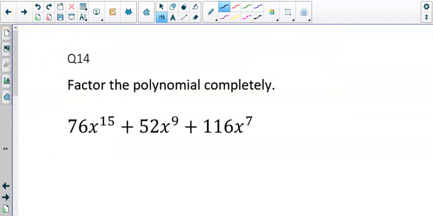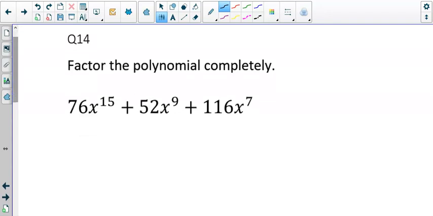Everything else from here on in is factoring, factoring, factoring, factoring. So this first question, question 14, is all about GCFs. So when you look at this problem, when you think about GCFs, there are two types. There are numbers and there are variables.